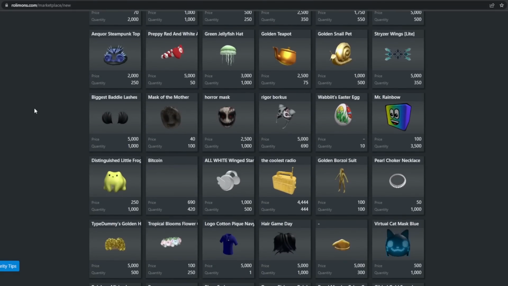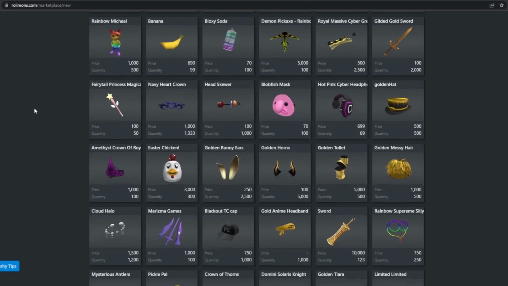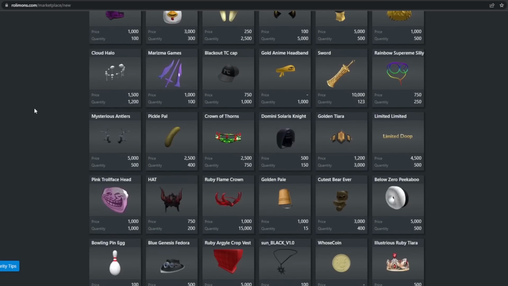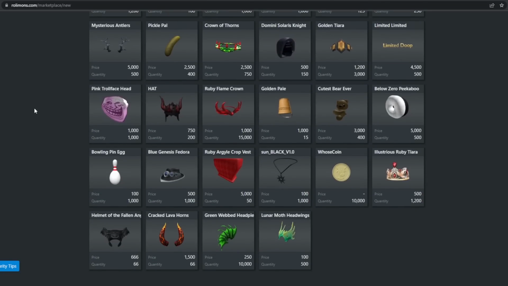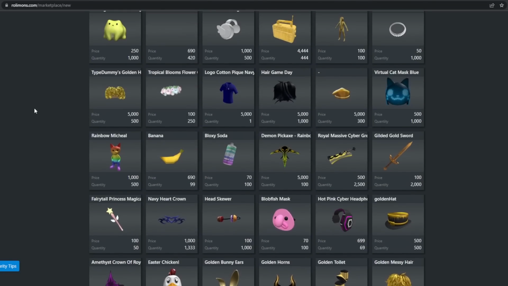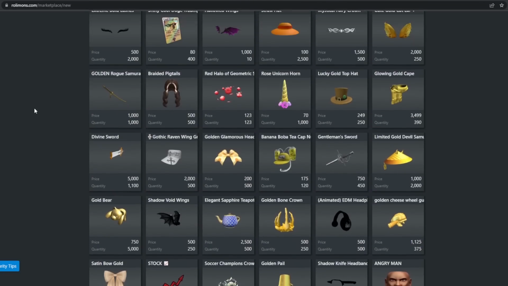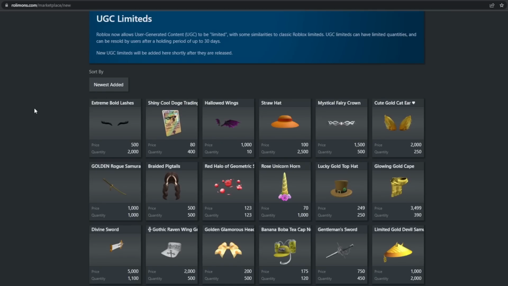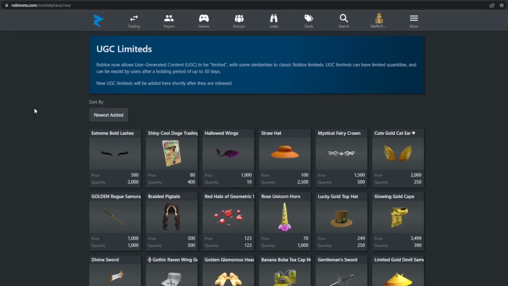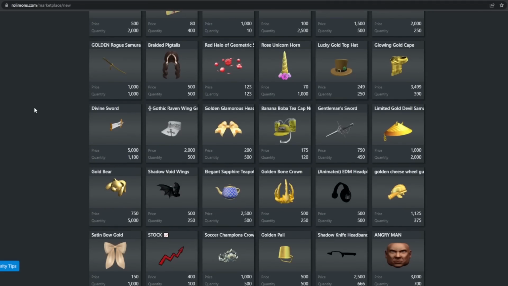And honestly, it'll be fun to see all the new stuff that comes out each day. We've already got some wild stuff out here already. And as a content creator, it's kind of cool to see all this stuff. So I'm definitely excited, don't get me wrong. I know I'm kind of hating on the UGC limiteds a little bit just because they're not profitable, but it is still cool nonetheless.